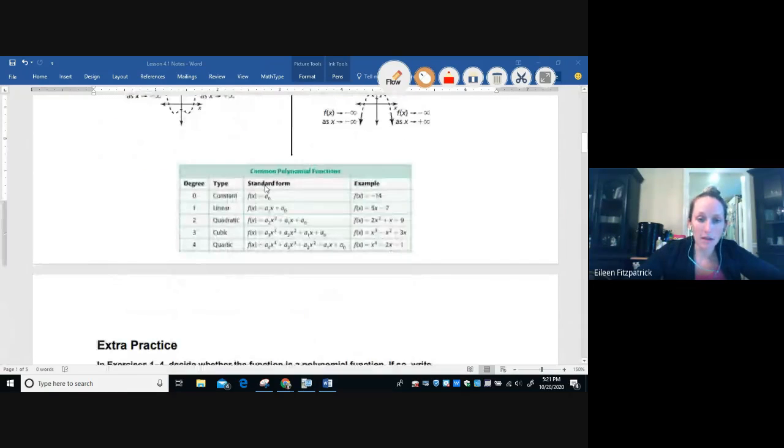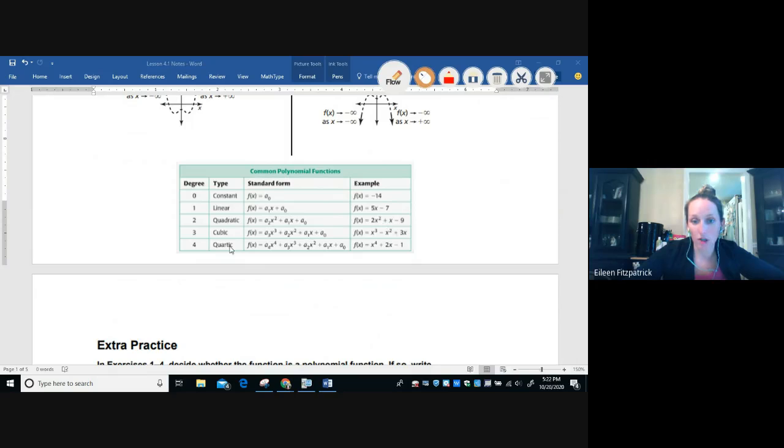Next thing that I have here for you are just some common polynomial functions, because you should know the names of them. We talk a lot about linear functions. Here's an example of a linear function, a line: y equals mx plus b. We just spent a whole chapter looking at quadratics where the highest degree is 2. So an example would be 2x squared plus x minus 9.